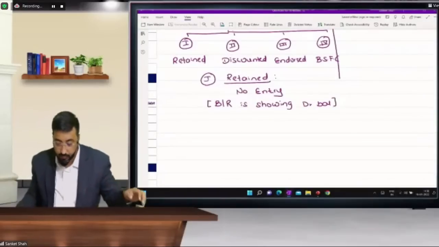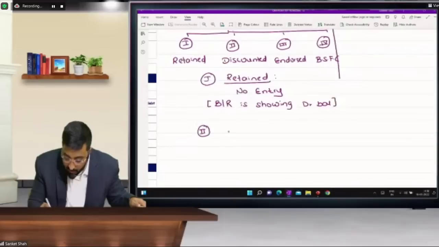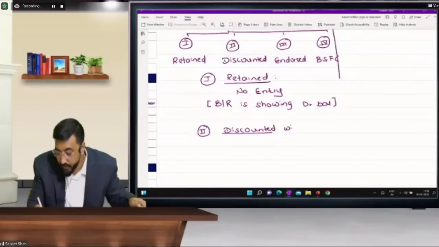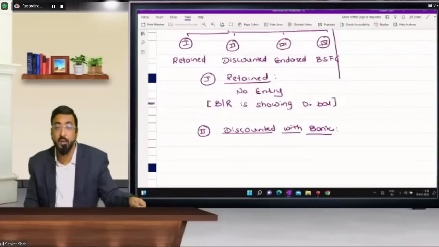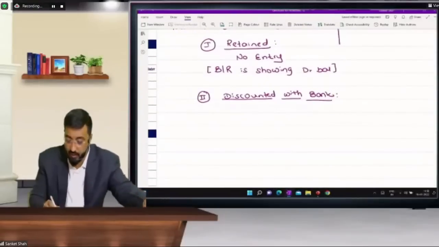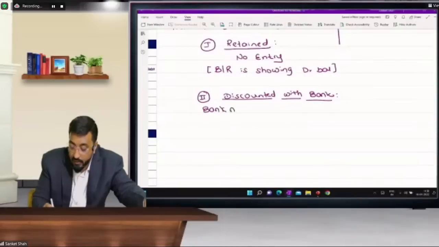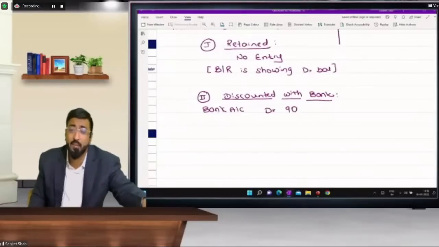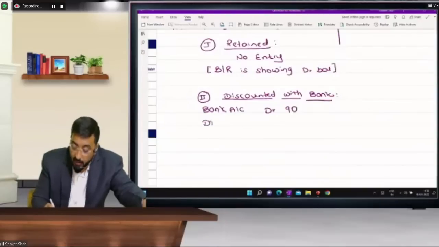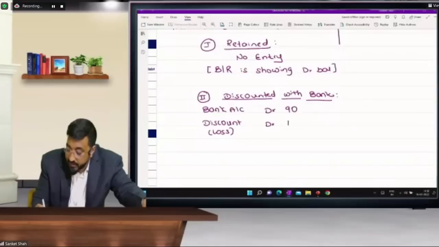Second situation. Bill discounted with bank. Now see, bank is providing you some finance. But if the bill is of rupees 100, the bank is going to cancel some amount from you as a commission. And that commission is your loss. So bank account is giving you suppose 90 rupees. How much amount is the bank giving? 90. So what is your loss, beta? Discount is your loss. Discount is rupees 10.